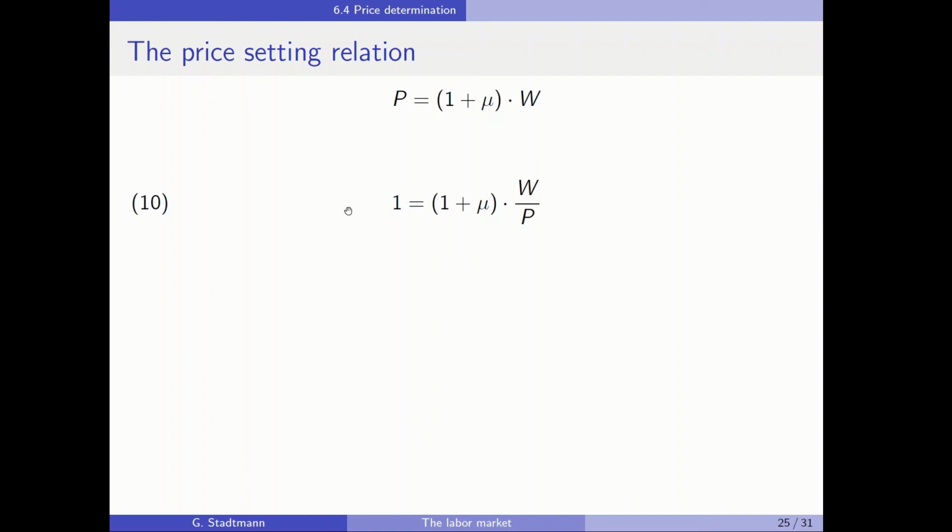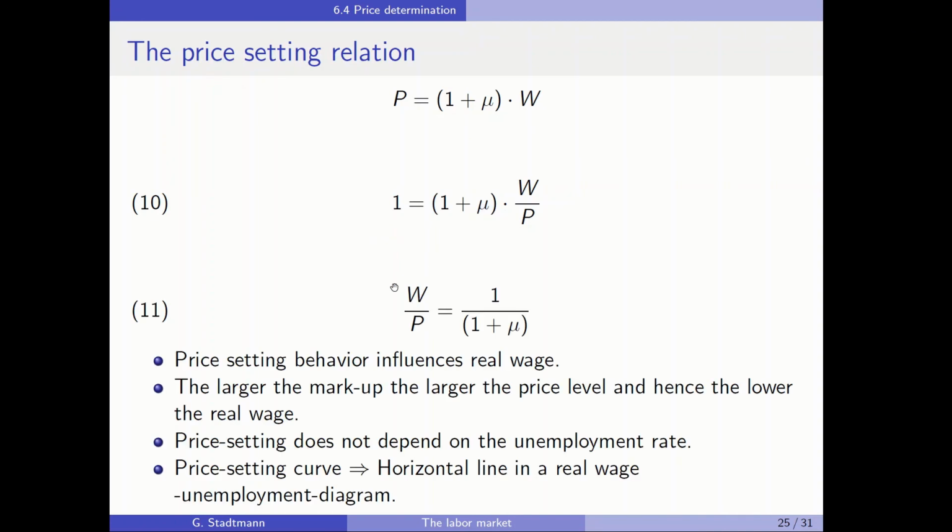So let's derive this price setting relationship, like this horizontal line in this diagram. We start with this relationship. Afterwards, we put P on the other hand side of the equation. We want to isolate the real wage, W over P, on one hand side, so we have to put this 1 plus mu in the denominator on the left hand side. So we get this relationship here: the real wage is equal to 1 over 1 plus mu.